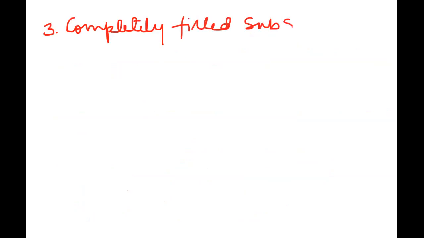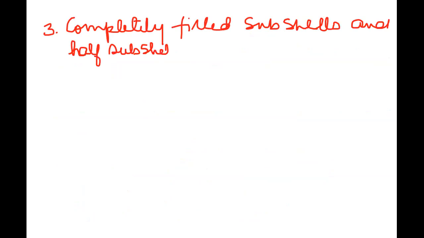So completely filled subshells, completely filled shells, all right, filled subshells and half-filled subshells. If I'm talking about the half-filled subshells and the completely filled subshells, for this you will see in your book, following Hund's rule, that there are graphs, diagrams and tables given, where they have plotted the ionization potential values of certain elements.